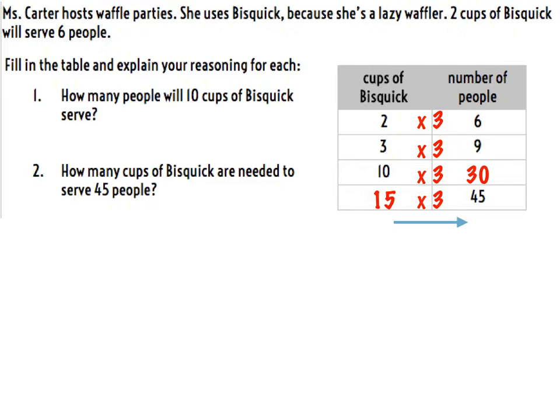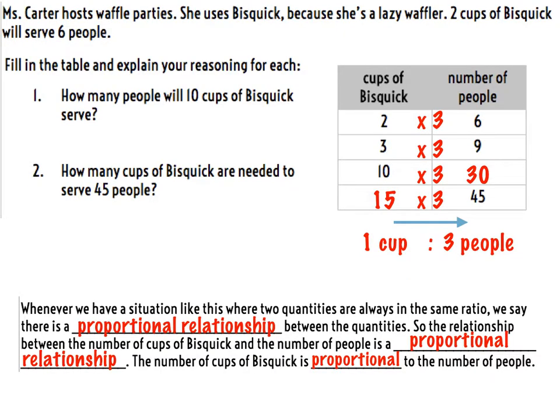And we had students that were noticing that you could divide 45 by 3, the inverse operation, and get that that would be 15 cups of Bisquick. So then I said, what if you wanted to get down to 1 cup? What could 1 cup serve? Well, 1 times 3 is 3. And this is what we call a unit rate. A unit rate is a ratio where you have 1 of something. In this case, 1 cup of Bisquick. What is it that we can handle if we have 1 of something?